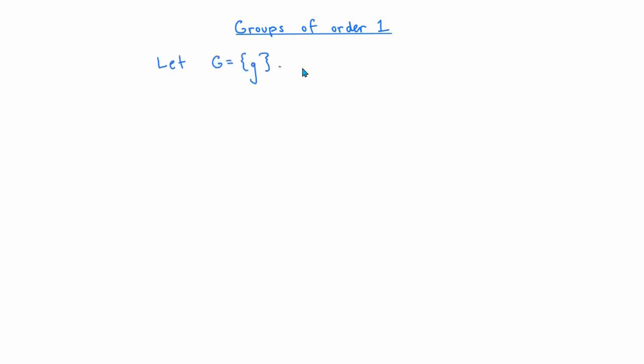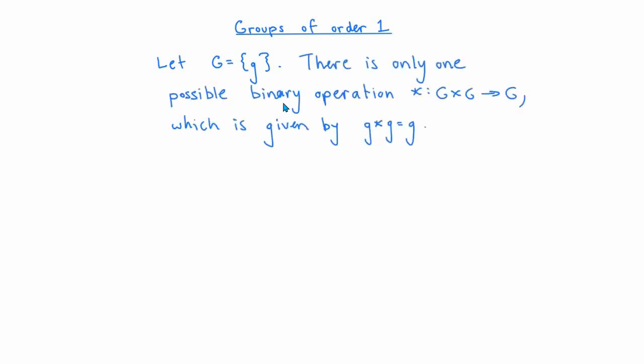The main thing to observe here is that if we have a set G with just one element in it, then there's only one possible way of defining a binary operation on G. Remember, a binary operation on G is just a function from the Cartesian product of G with itself to the set G. And since the domain and the codomain here both have cardinality 1, there's only one possible way of defining such a binary operation, which is by the rule that G star G is equal to G.